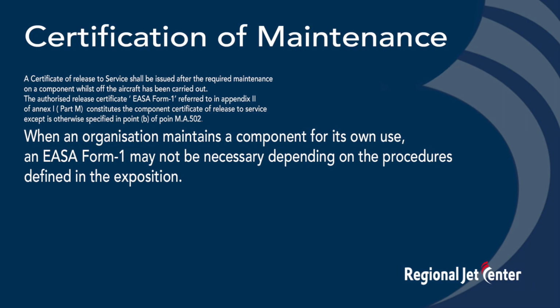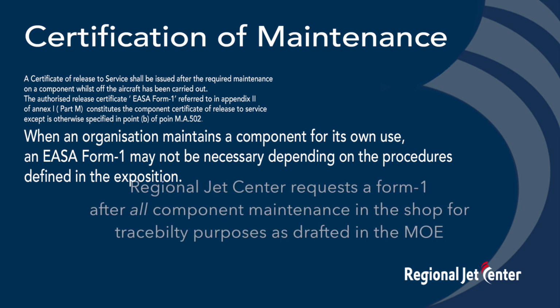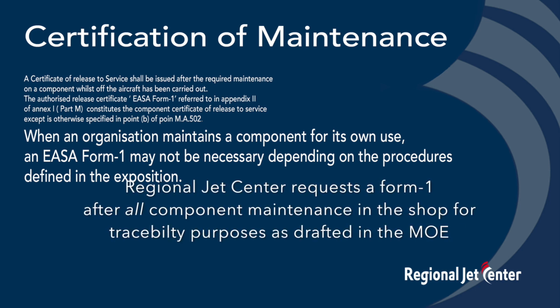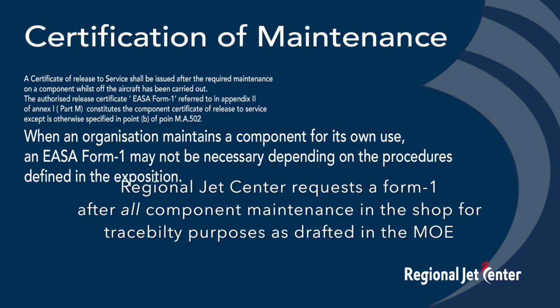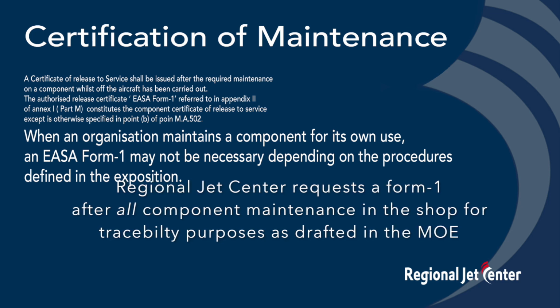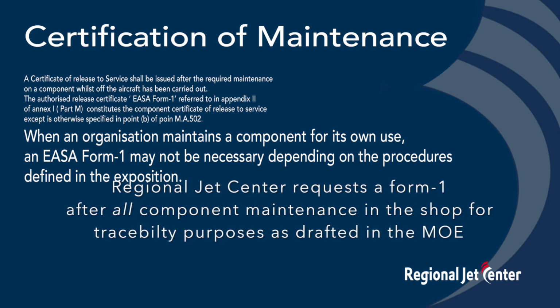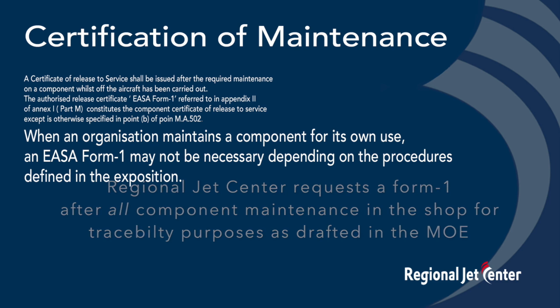When an organization maintains a component for its own use, an EASA Form 1 may not be necessary depending upon the organization's internal release procedures, defined in the exposition. The sentence speaks for itself. However, for traceability purposes, the procedure as drafted in the Maintenance Organization exposition of the Regional Jet Center is to receive a Form 1 after every component maintenance instance.